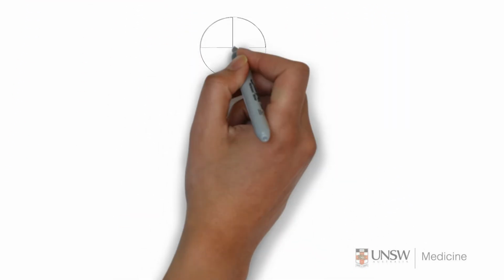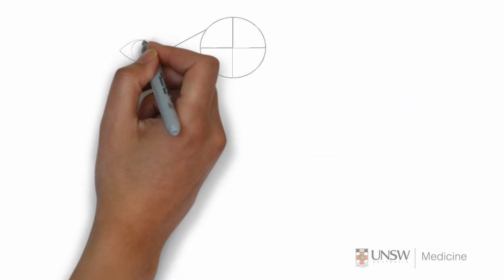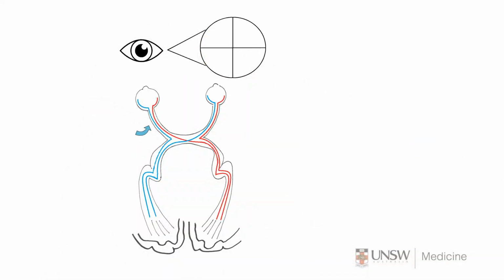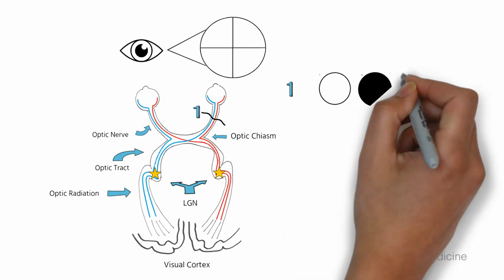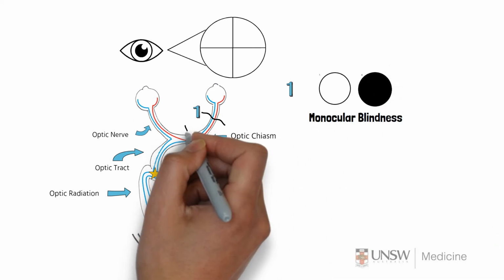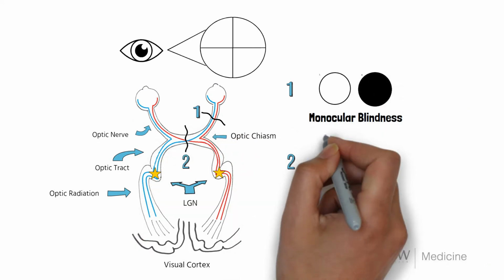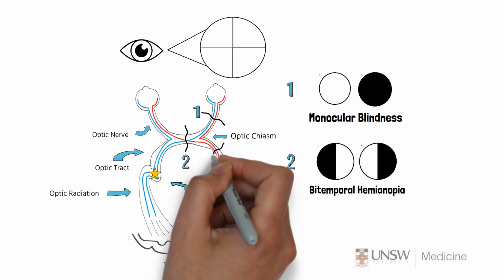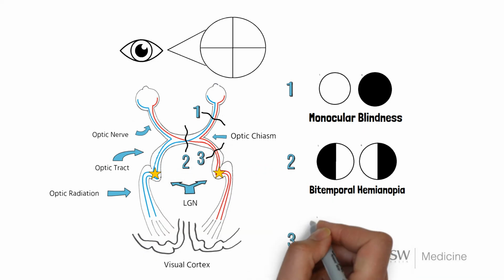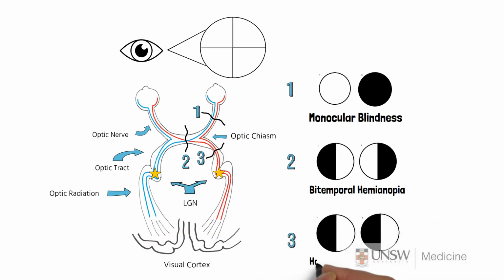In summary, confrontation visual fields tests peripheral vision in 4 quadrants. The visual pathway consists of the optic nerve, optic chiasm, optic tract, lateral geniculate nucleus, optic radiation, and visual cortex. A prechiasmic lesion will cause ipsilateral monocular blindness. A chiasmic lesion will often cause bitemporal hemianopia, and a post-chiasmic lesion will often cause homonymous hemianopia on the opposite side.